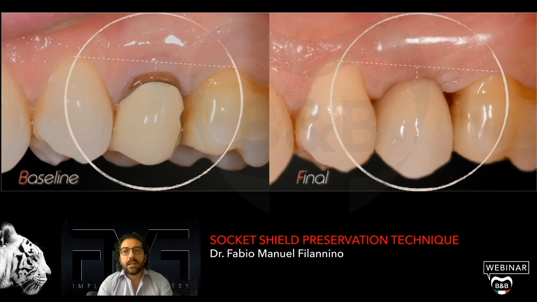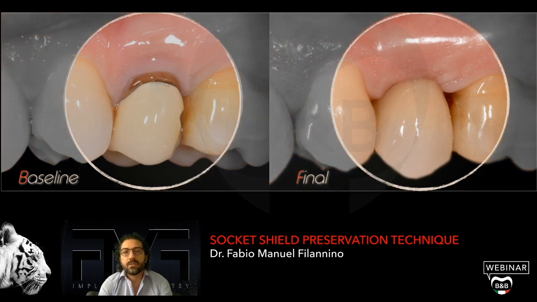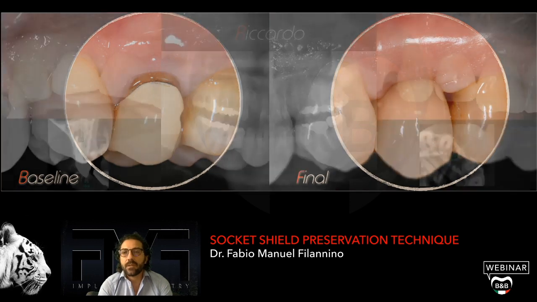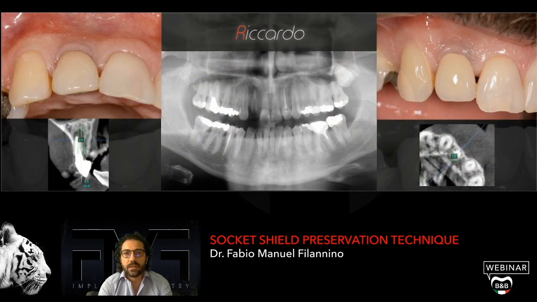So the best way is to compare the situation from baseline to final, and with no biomaterial, with no big surgeries, we did maintain the original three-dimensional structure of the bone and the tissues of the patient.